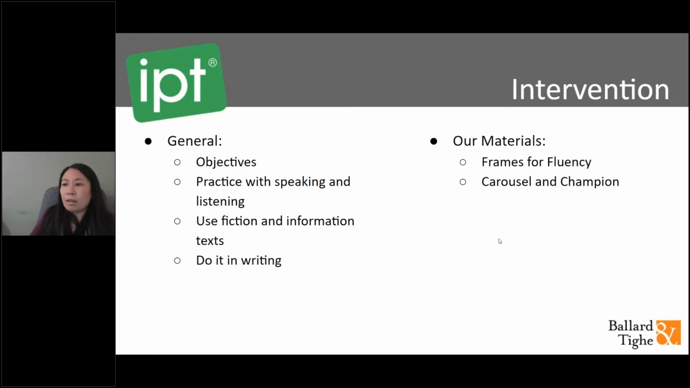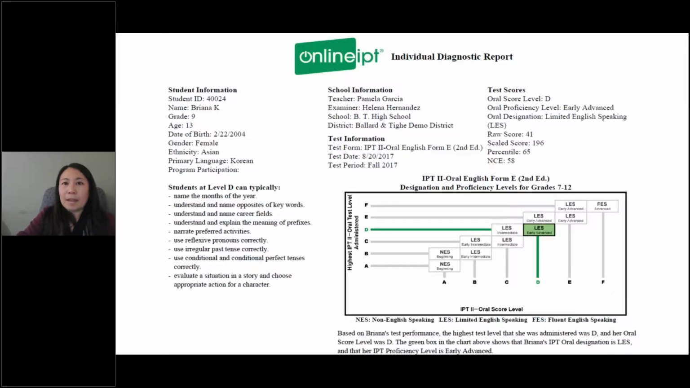Okay, so all of these things, like express your likes and dislikes, have them talk about it, and then write about it. In our materials, you're going to see a lot of grammar, form, and function, but the function part in Frames for Fluency, as well as Carousel and Champion, because again, it's a huge part of our philosophy here at Ballard and Tighe.